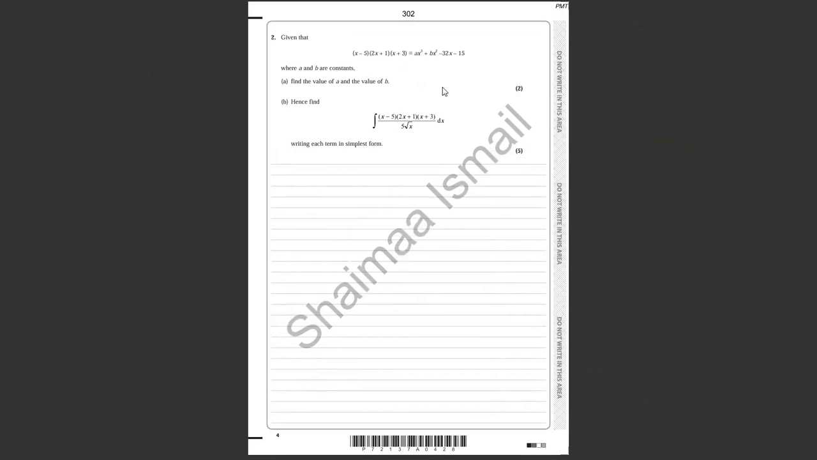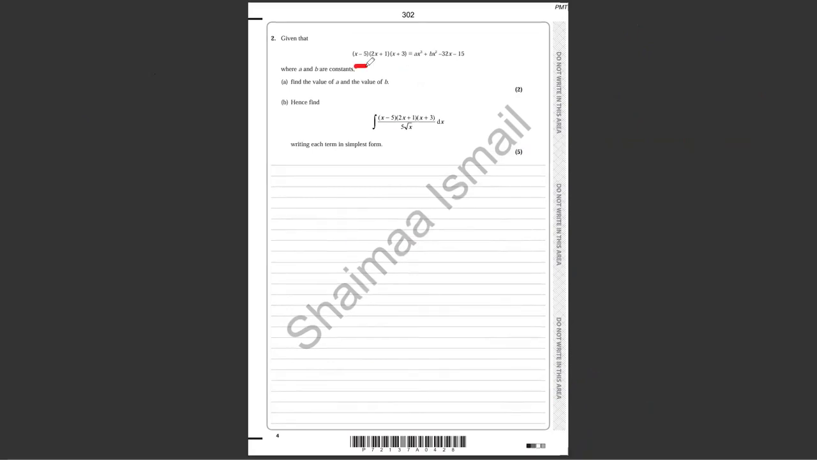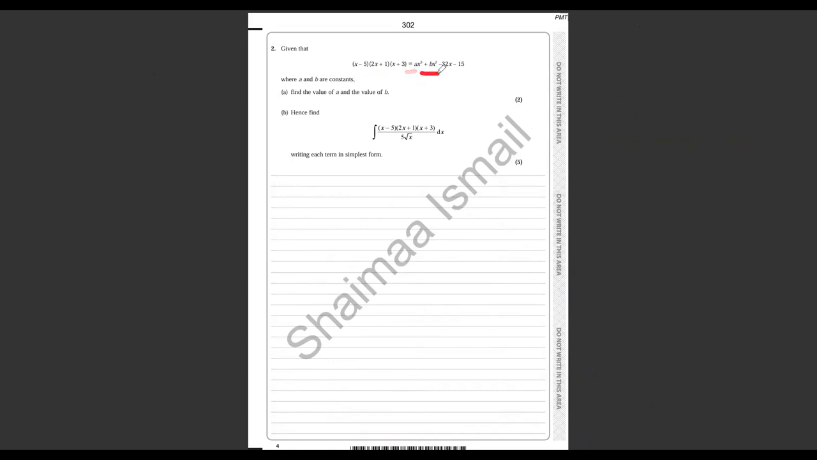Here we have given that this is an equation, x minus 5 multiplied by 2x plus 1 multiplied by x plus 3 equals ax cubed plus bx squared minus 32x minus 15. He needs the value of a and the value of b, so we're going to expand the brackets. I'll start with the x minus 5 multiplied by the x plus 3. Then after that, I'm going to multiply them by the 2x plus 1. So let's get started.